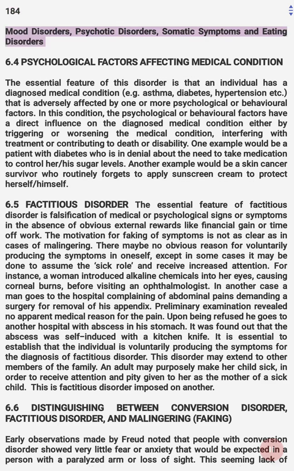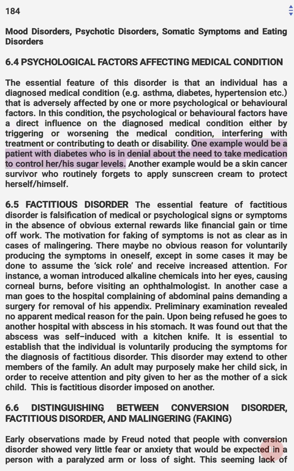Mood disorders, psychotic disorders, somatic symptoms and eating disorders. 6.4 Psychological factors affecting medical condition. The essential feature of this disorder is that an individual has a diagnosed medical condition, example asthma, diabetes, hypertension, etc., that is adversely affected by one or more psychological or behavioral factors. In this condition, the psychological or behavioral factors have a direct influence on the diagnosed medical condition, either by triggering or worsening the medical condition, interfering with treatment, or contributing to death or disability.